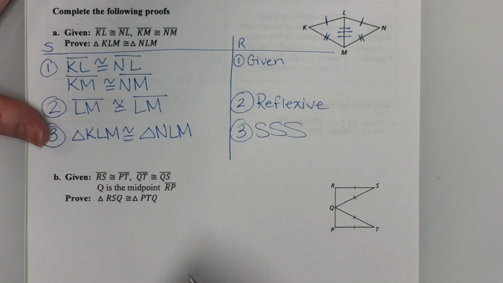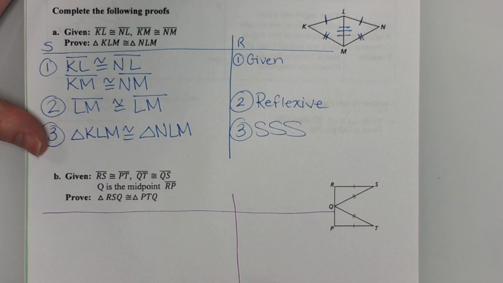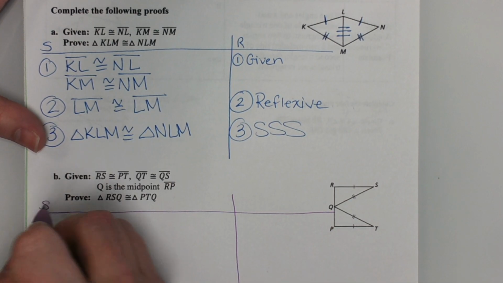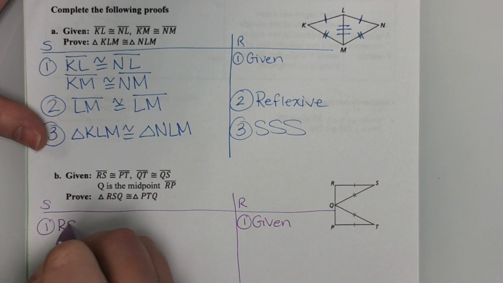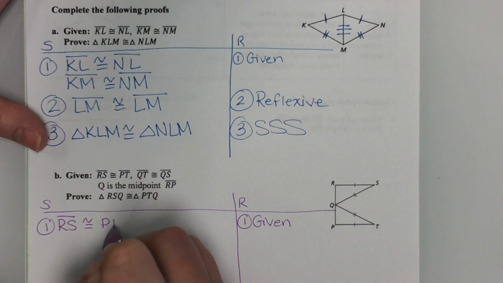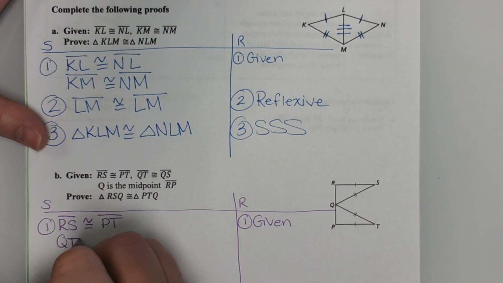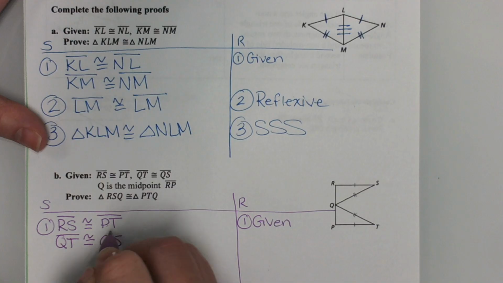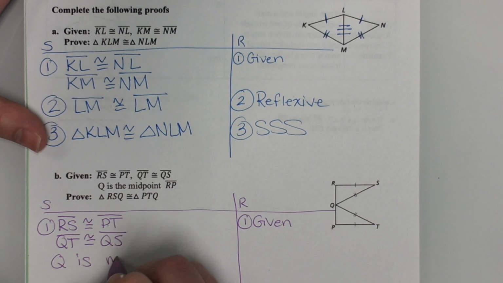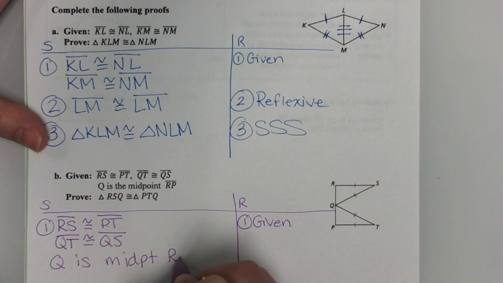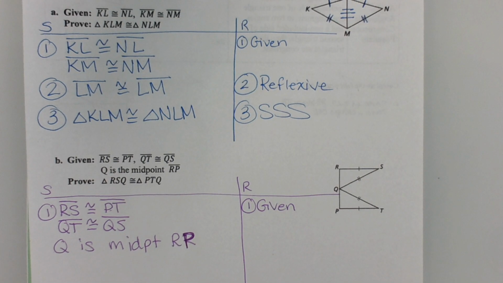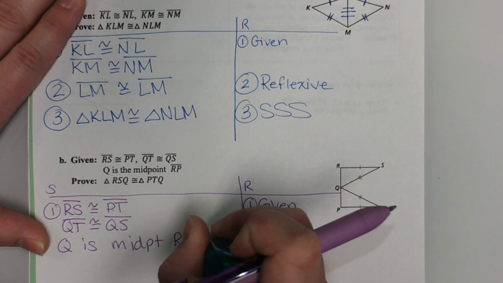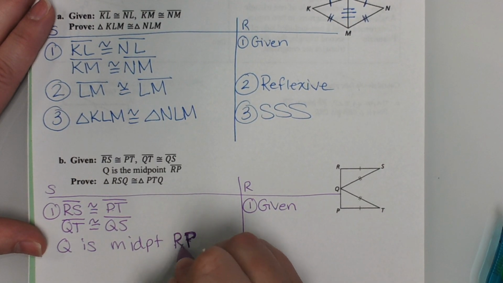We got one more proof today. Y'all know how to start it. Statements, reasons, given. RS is congruent to PT. QT is congruent to QS. Q is midpoint of RP. Make sure you are getting the entire given into your proof.